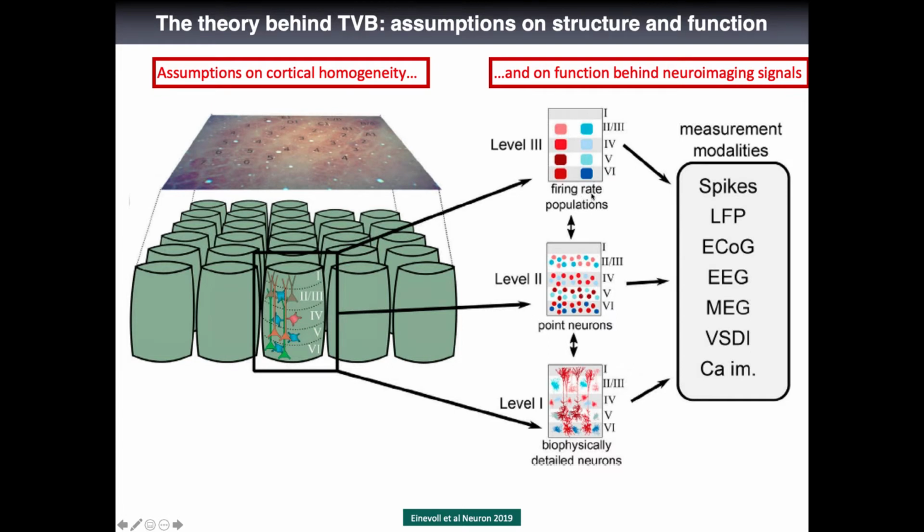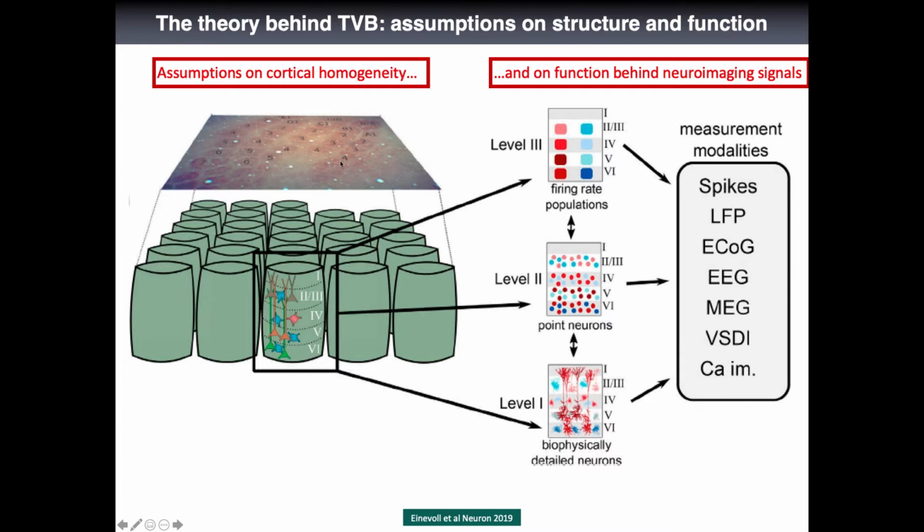Now, the second important assumption is how exactly this function is reflected in brain measures, like spikes, local field potentials, EEG, MEG, fMRI, etc.